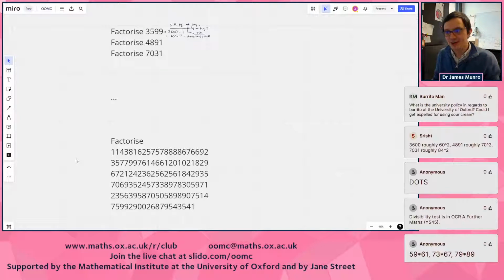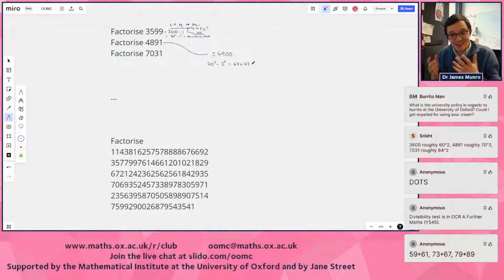Okay, so if you're playing along at home, then you've done something like the number 4891. That's a little bit like 4,900, right? Just like this one was roughly 3,600. In fact, it's exactly 70 squared, take away 3 squared. So it's 67 times 73. And this kind of feels like cheating, right? This kind of feels like a shortcut right to the answer. It happens that the numbers I'm showing you on the board have got prime factors that are about the same size.